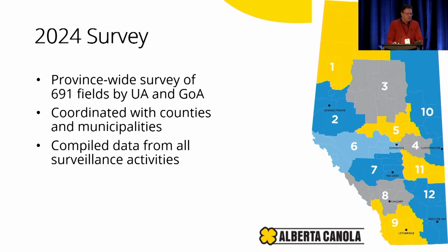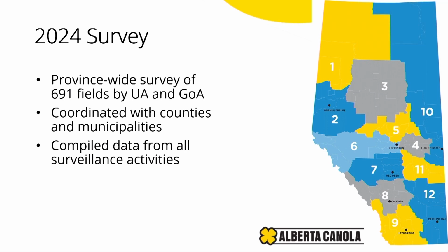So for the 2024 survey, the province-wide survey visited 691 fields, and this was the University of Alberta and also Government of Alberta. And we coordinated with the counties and municipalities in all of the regions that we visited. We tried to get representative coverage of canola acreage and also coverage of at least some of the counties in each of the 12 canola regions identified by Alberta Canola.